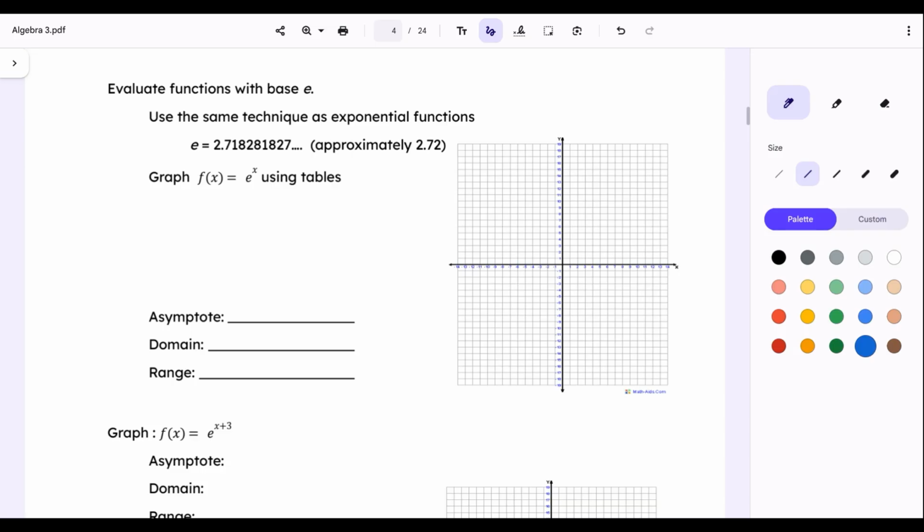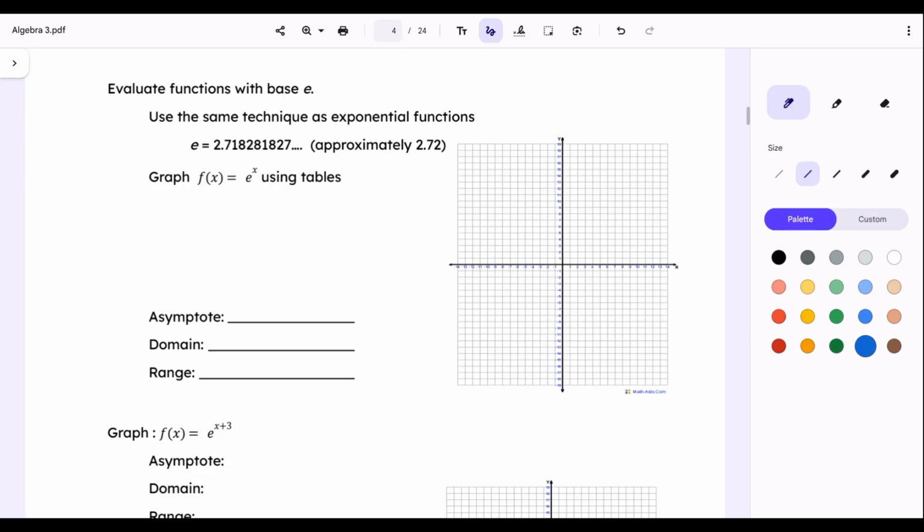But we're still going to be graphing these like we did exponential functions yesterday, but e is going to be representing this number that is approximately 2.72. It shows up a lot when we're dealing with compound interest, when we're dealing with certain situations in biology or physics, chemistry, where things are multiplying at a specific rate. e can be used to describe that.